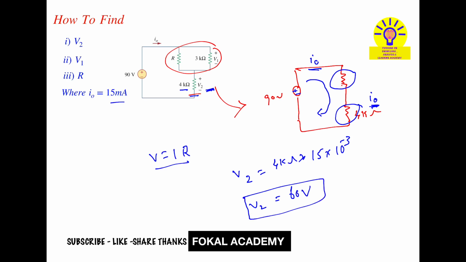Now observe carefully here in the given problem. Here V1 we want. These two components are in parallel. In parallel, voltages are the same. That is, here also V1 is there. That means overall these resistors have voltage V1.